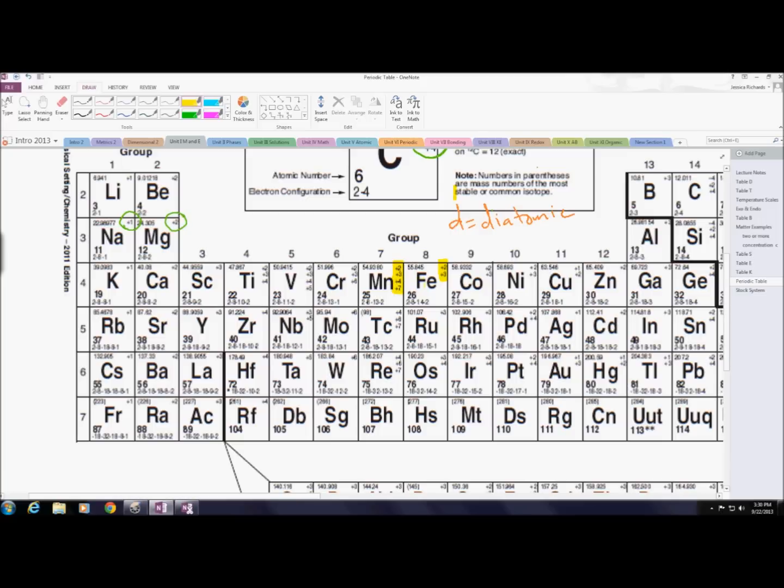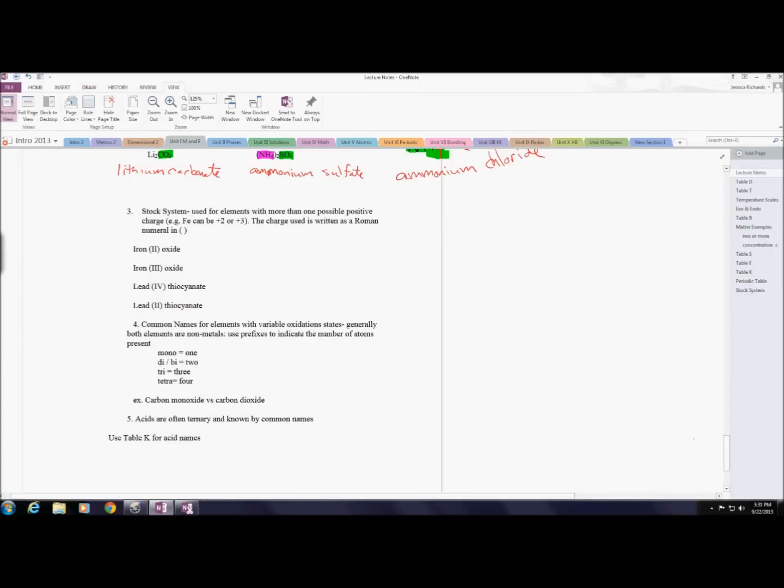If we make a binary compound with iron and oxygen, FeO or Fe2O3 are going to be two different compounds, but their names would both be iron oxide. And we need a system for letting people know which of the two compounds they are. They're going to have different formulas, so they should have different names, but with the binary rules they would end up with the same name. So we added something called the stock system to those rules. Let's look at the examples in your notes first.